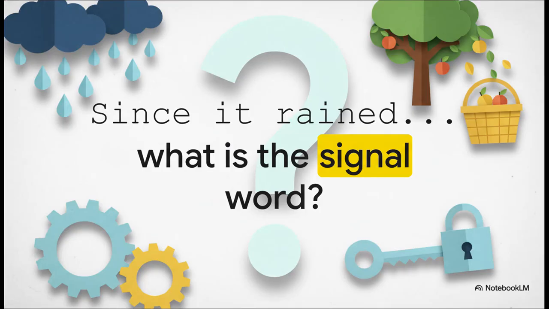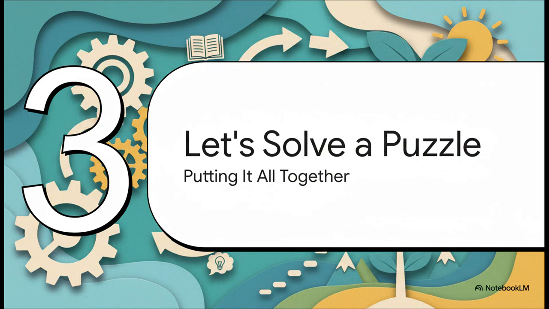Okay, pop quiz time. Ready? Here's a sentence. Since it rained all night, the soccer game was canceled. Can you find the signal word? I'll give you a second. Got it? If you said since, you were absolutely right. That's the word that connects the rain, the cause, to the canceled game, the effect. Nice job.